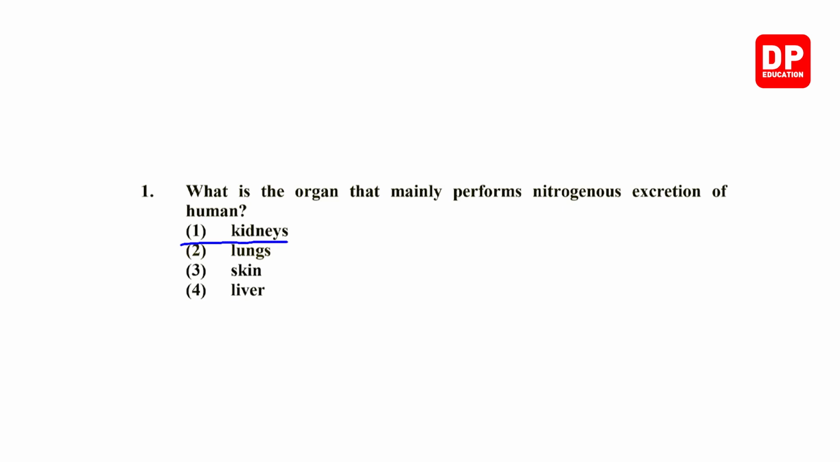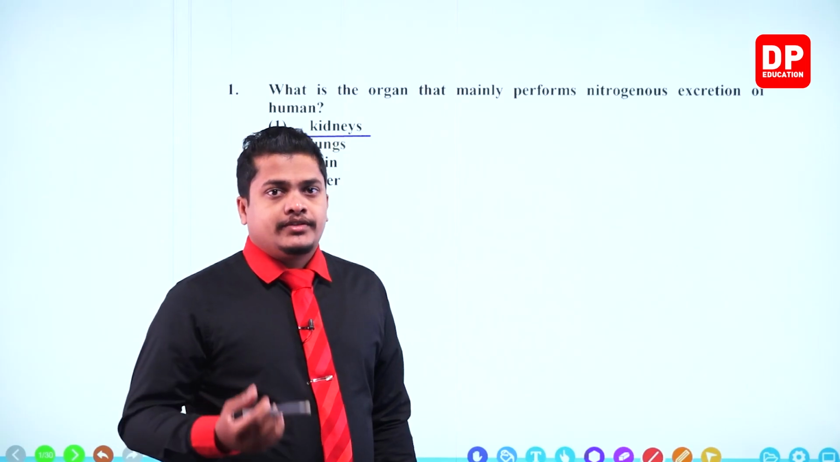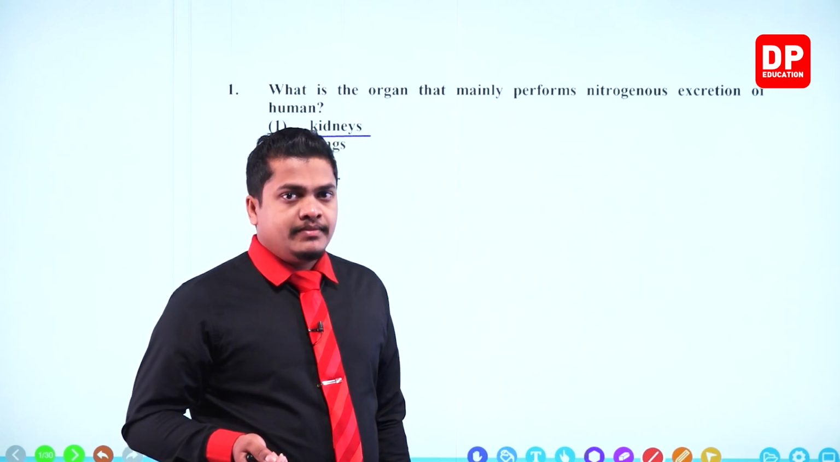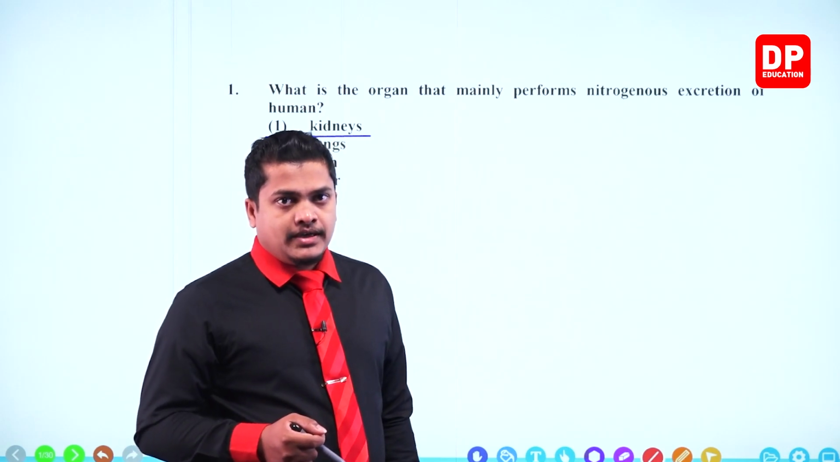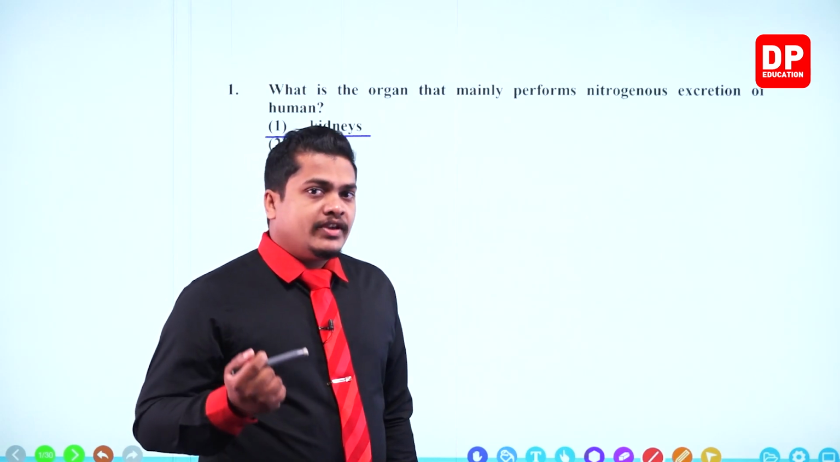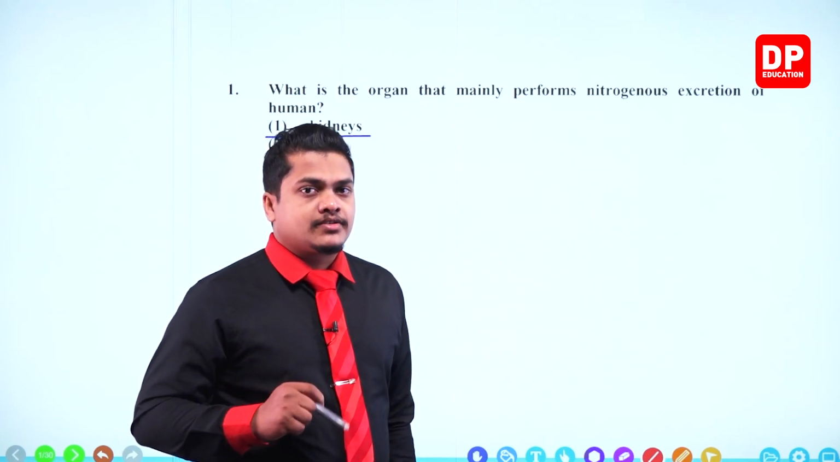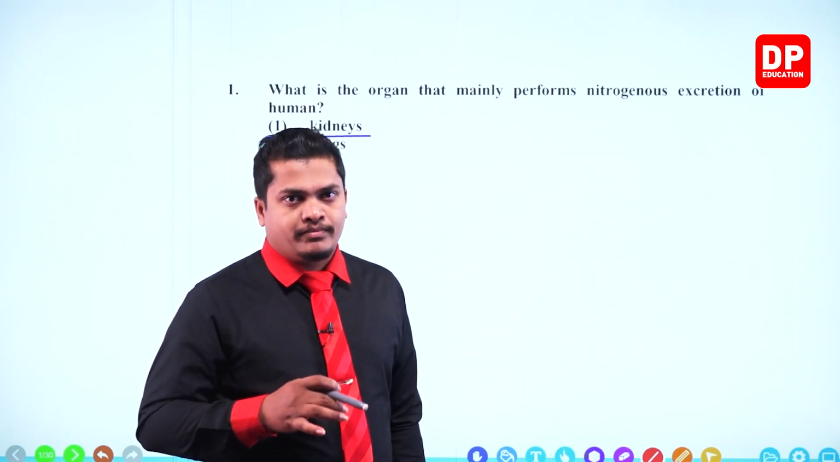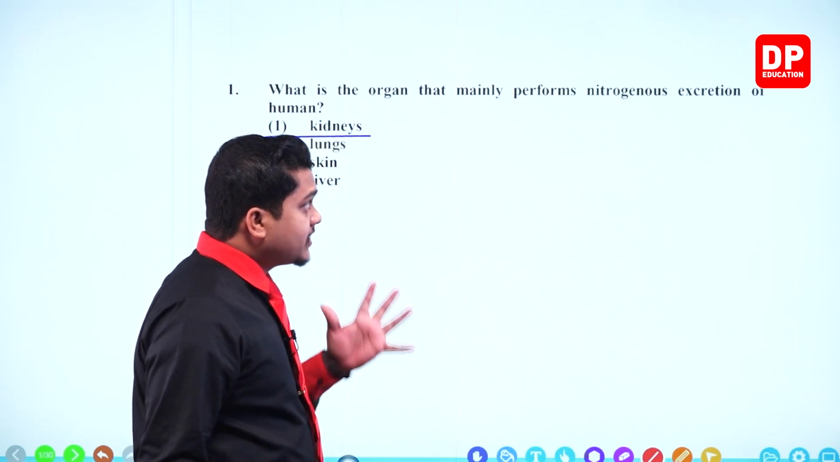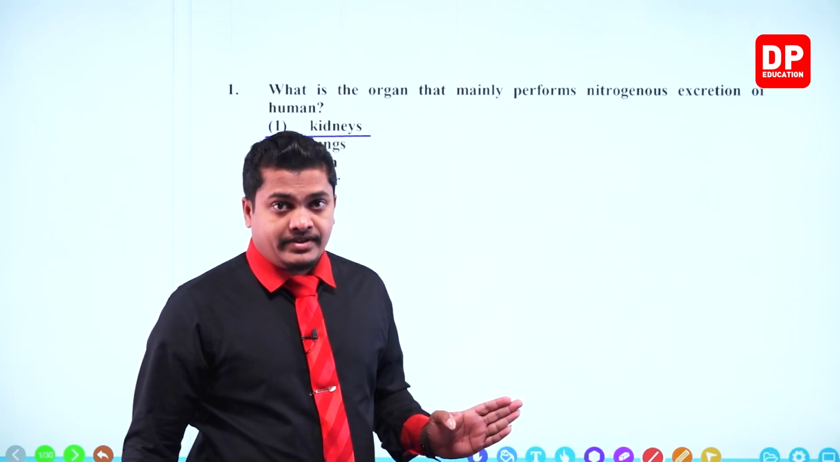So what about lungs, my dear children? Lungs are processing the excretory products which are created because of the respiration, right? So over there, the lungs are removing carbon dioxide and water vapor as the main byproducts or excretory products. So lungs cannot be taken as an answer for excretion of nitrogenous waste materials.